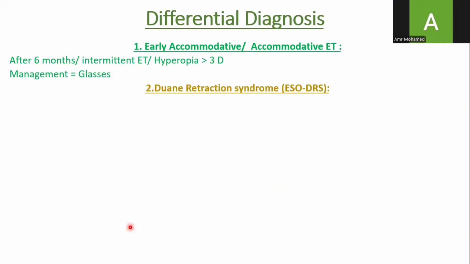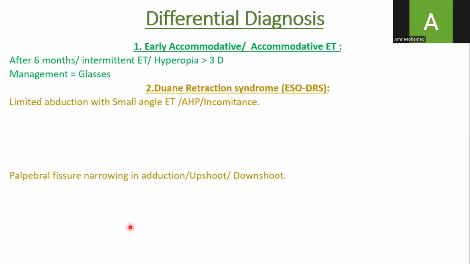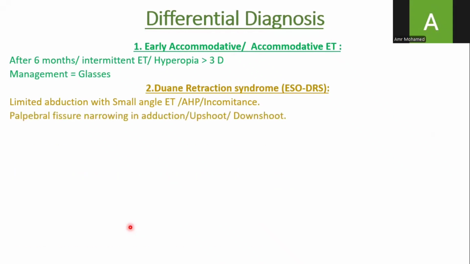Duane retraction syndrome, esotropic Duane retraction syndrome, those patients definitely will have marked limited abduction with a small angle esotropia, anomalous head position, concomitant ET with palpebral fissure narrowing with adduction, presence of upshoot and downshoot. Congenital fibrosis of extraocular muscles, those patients will have poor ductions in all directions with upgaze deficit and ptosis.